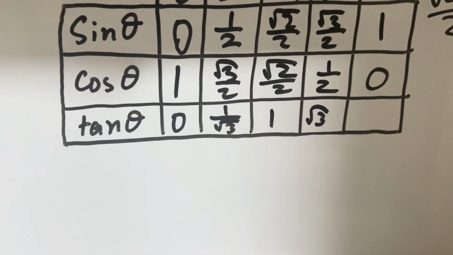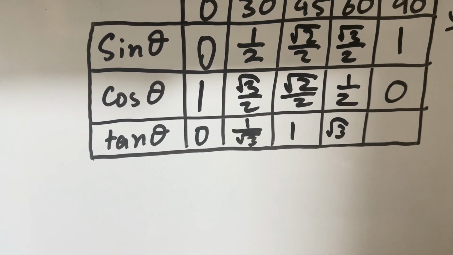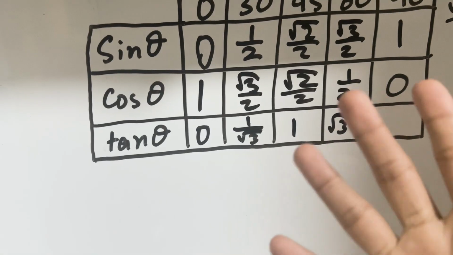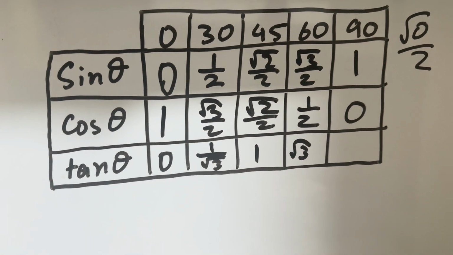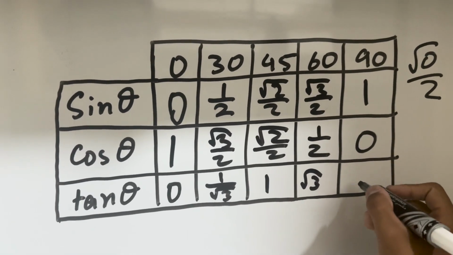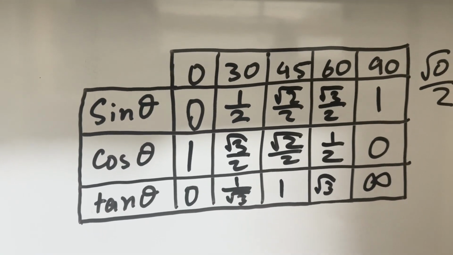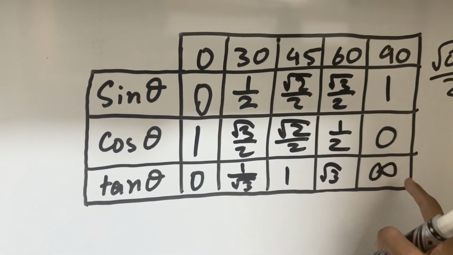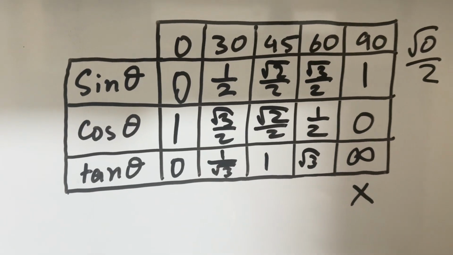And now finally 90. So that's going to be the square root of 4 divided by 0. That's just not possible mathematically. So it's going to be infinite. Because if you do this on the calculator, you're going to get a math error. So what that means is infinite. Or you can just show it by writing the value ∞. But there you have it.